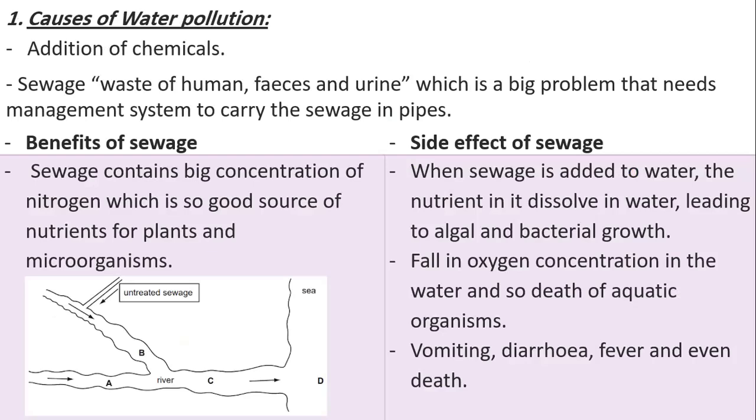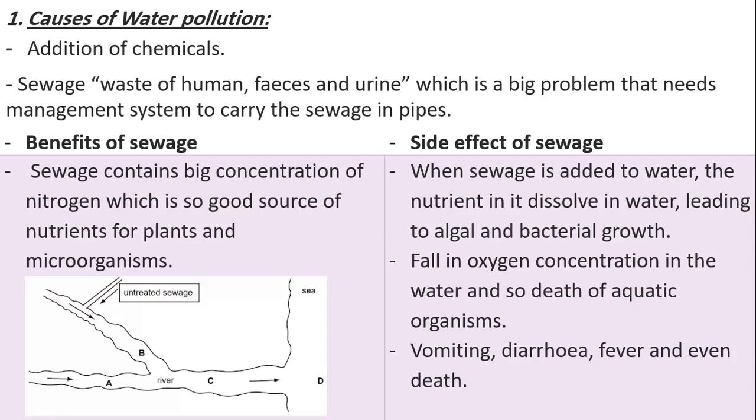How does this happen? So first, let's see what causes water pollution. Addition of chemicals. Can you think of any chemicals that we talked about earlier? Yes, we talked about insecticides, fertilizers, pesticides, which is the same as insecticides, and herbicides. So, sewage water is also a type of water pollution, but this is a type of water pollution that we cannot avoid.